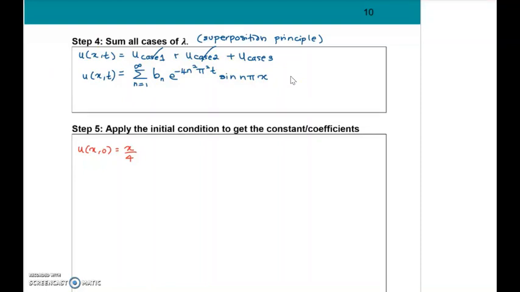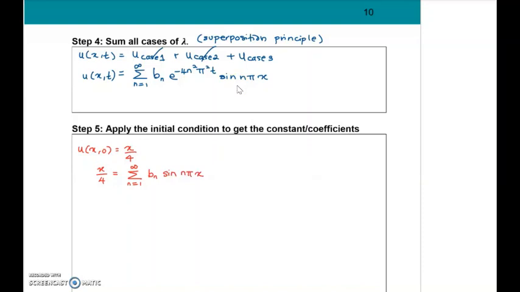So from step 4, on the left hand side we have x over 4 equals, on the right hand side, the summation n equals 1 up to positive infinity, and t is 0. When t is 0, the exponential becomes exponent of 0, which is 1. So what's left on the right hand side is Bn sine n pi x.